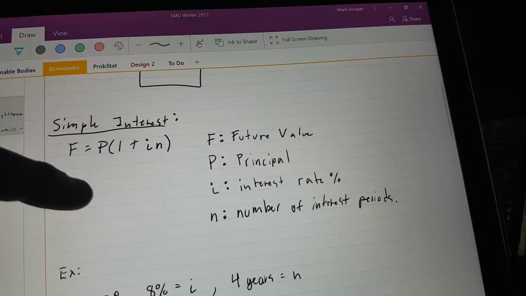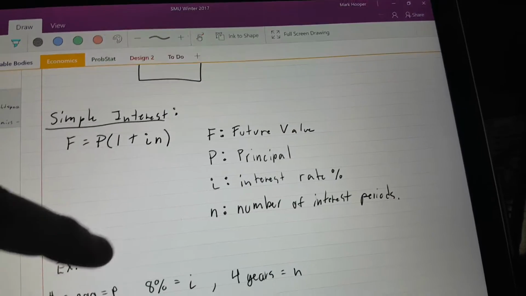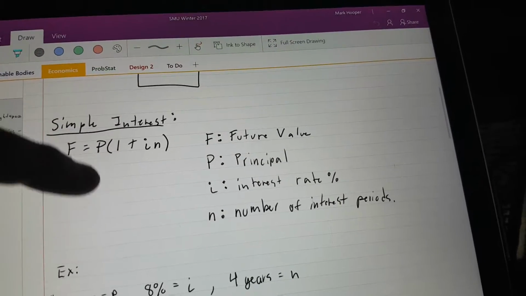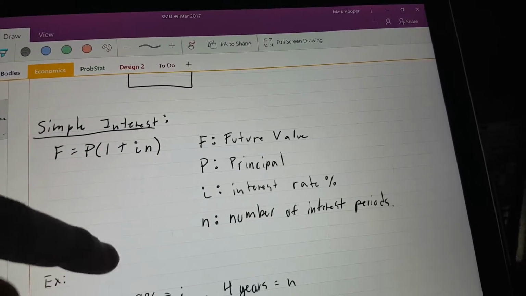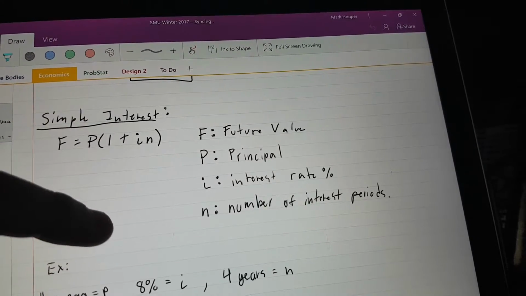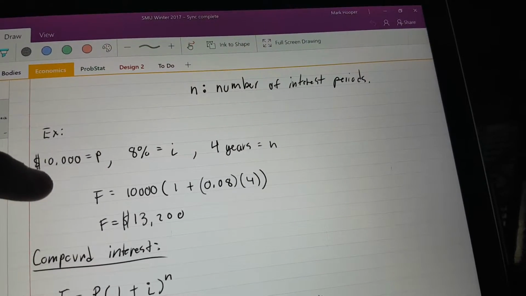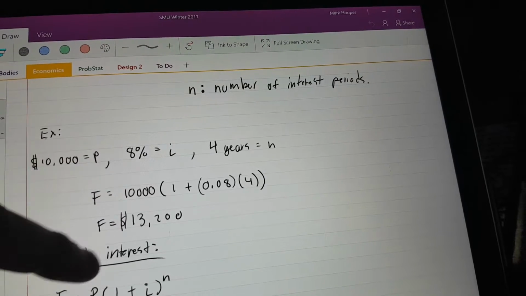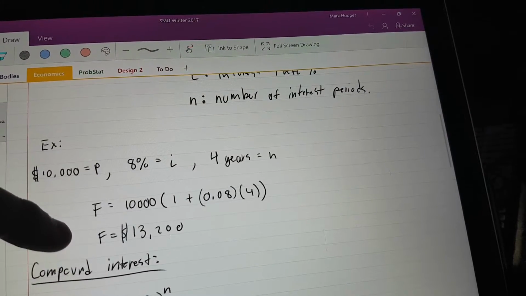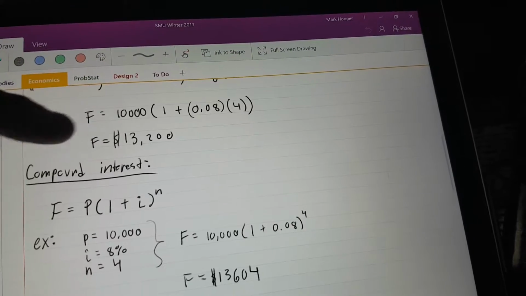But we basically went over simple interest, which is this. These values are explained here. That's where the interest is based on the principal, not the principal plus the interest gained. So just need to keep that in mind. So here's an example. We got 10 grand. We invest 10 grand. Our interest rate's 8%, and in 4 years is when we're going to take the money out. This is how much money we're going to get.